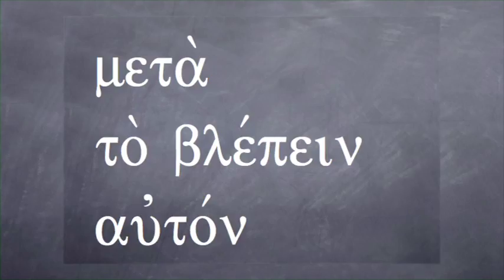And the 6th and final is the preposition meta. Meta will always be followed by an article in the accusative, and it's going to mean after, and that one's really easy to remember. So if you have meta ta blepein auton, it's after he sees. Okay, so you have 6 new vocabulary cards, and each of these prepositions with the articular infinitive, and make sure that you memorize them as such.